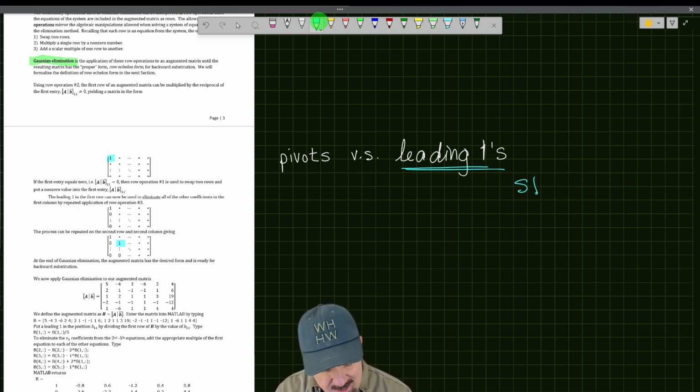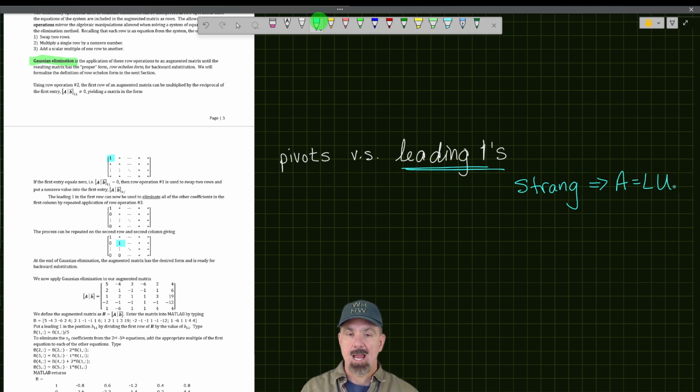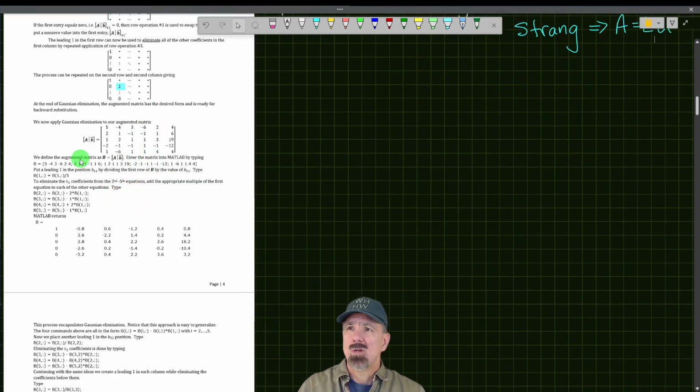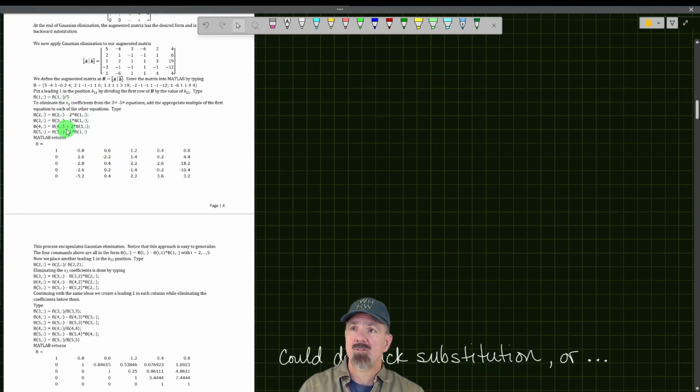So where Strang is headed, as I said earlier, Strang is heading everything towards the LU decomposition of the matrix A. And we'll talk about that. But that's not my point, and in fact, that decomposition is nowhere to be found in my textbook. So what I want to do is just show you the process that we go through to actually execute the steps for Gaussian elimination. They're provided here.